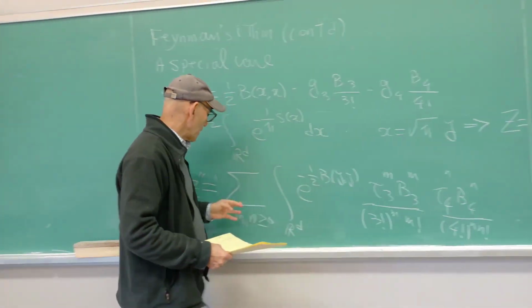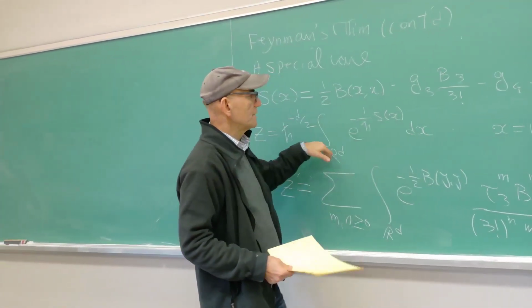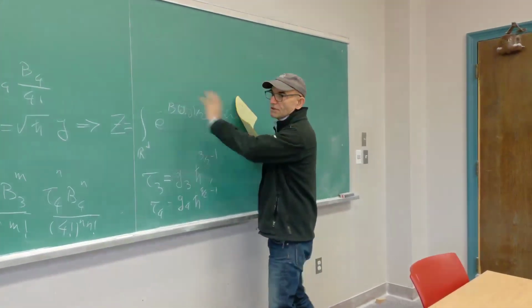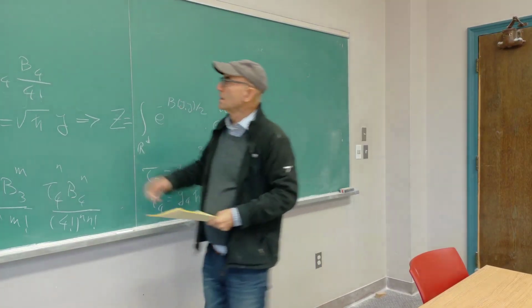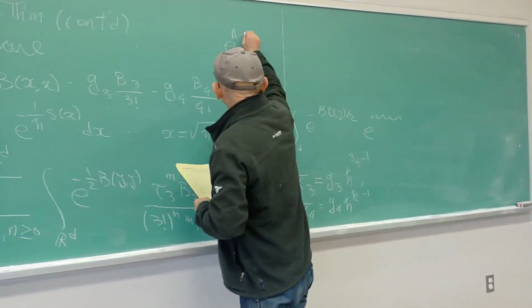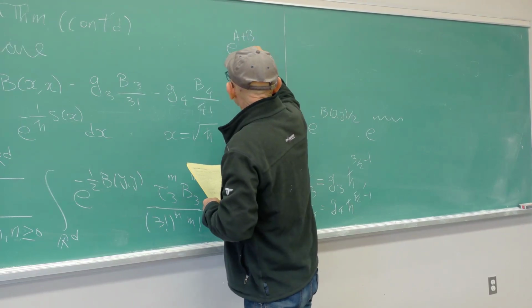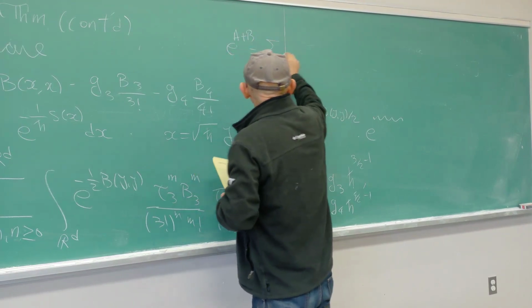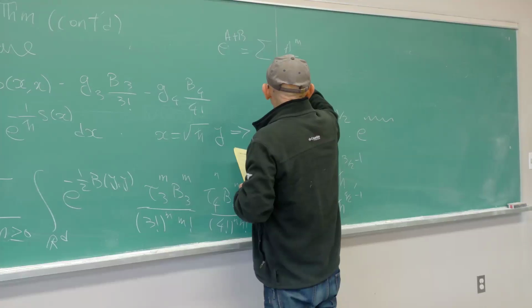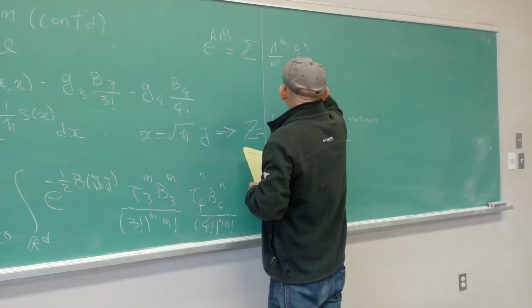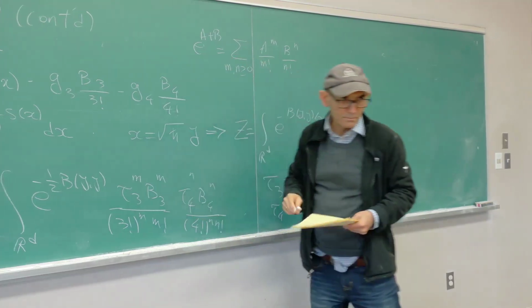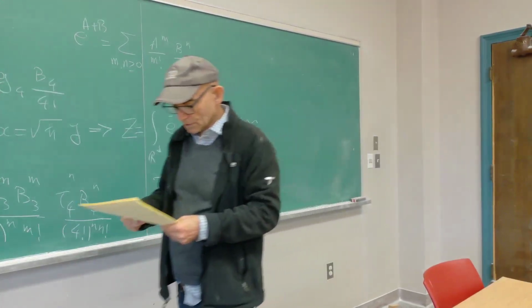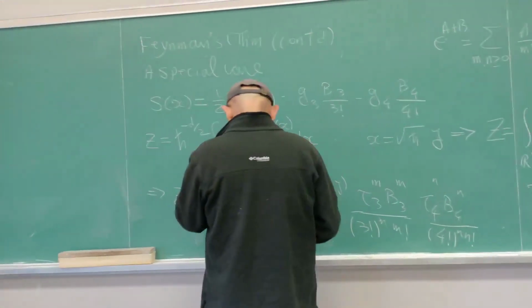And how to get this: obviously, this exponential of the g3 and g4 terms, we just write as exponential of A plus B. We just use this simple formula. When these two things are commuting, this is equal to the sum of A to the n over n factorial times B to the n over n factorial, and then binomial coefficients.